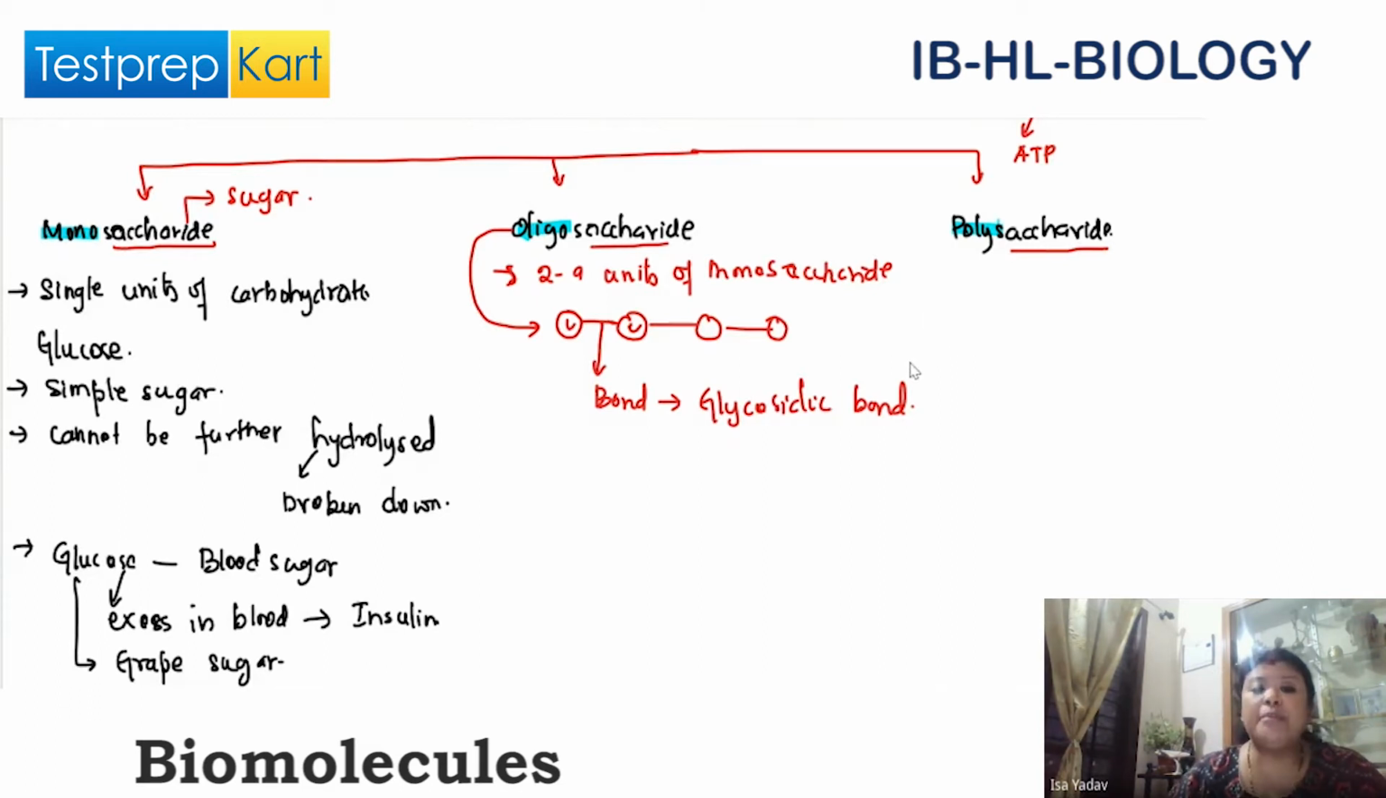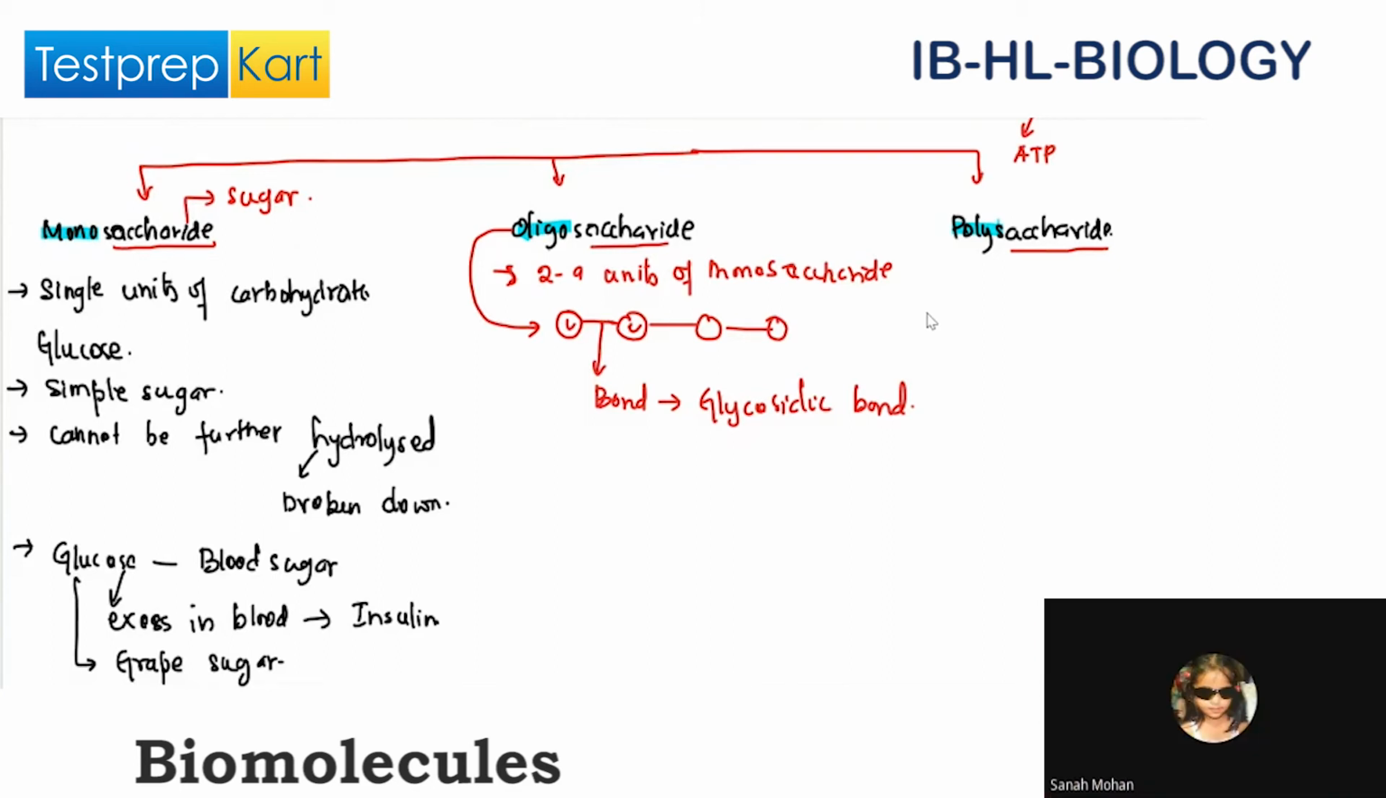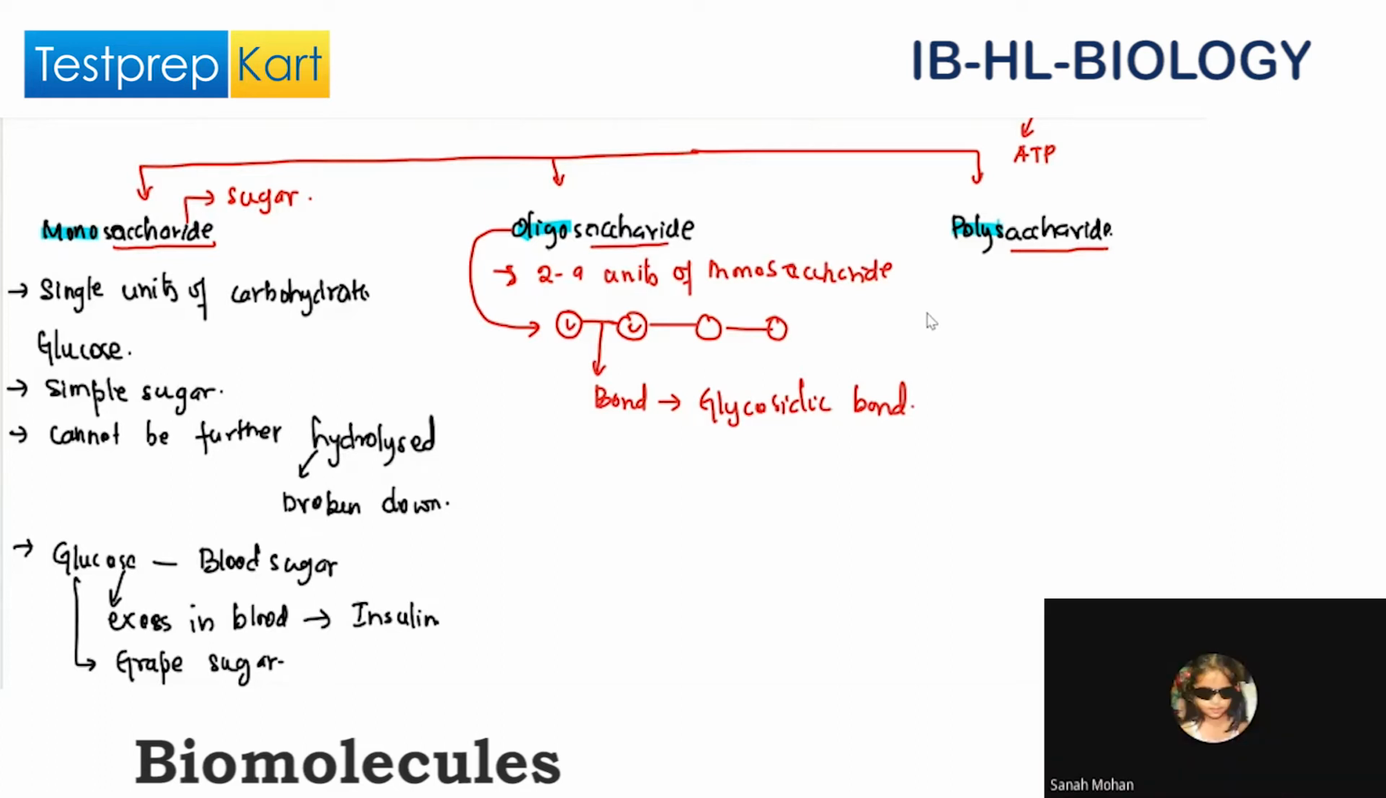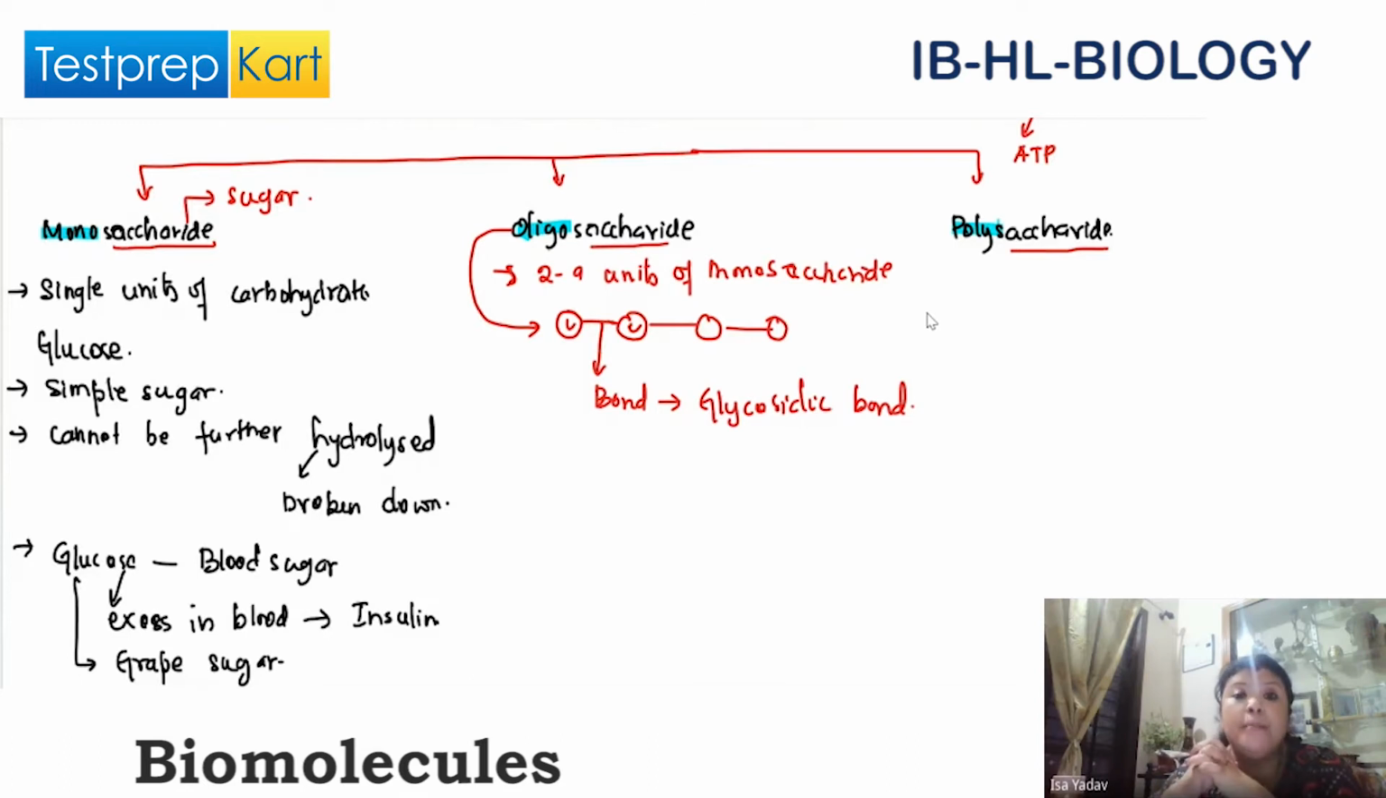So Sana, can you tell me whether a glycosidic bond is present or absent in a monosaccharide? Absent, because a monosaccharide is only a single unit of carbohydrate, so it doesn't need any bonds. Oligosaccharides can be di, tri, tetra, many.